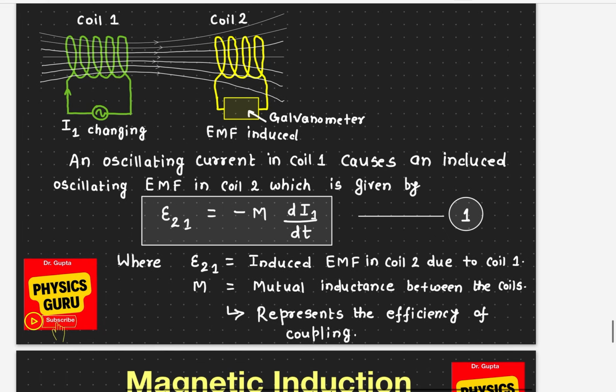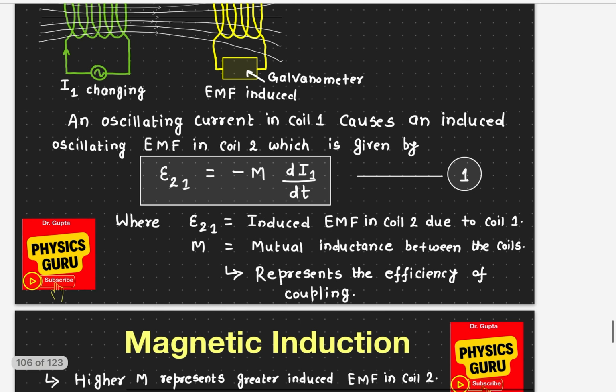Okay, so this M is the mutual inductance between the two coils, and this mutual inductance depends only upon the geometrical parameters. It does not depend upon the current. It does not depend upon the strength of the magnetic field. It only depends upon the geometrical parameters.